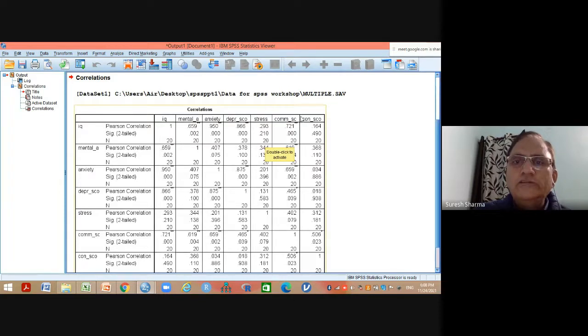Okay. Now let's look at communication score. Again, this has a star, so the P value is coming out to be significant. Again, IQ is having a correlation with communication score. What about the next one? Convolution score. Significant or non-significant?